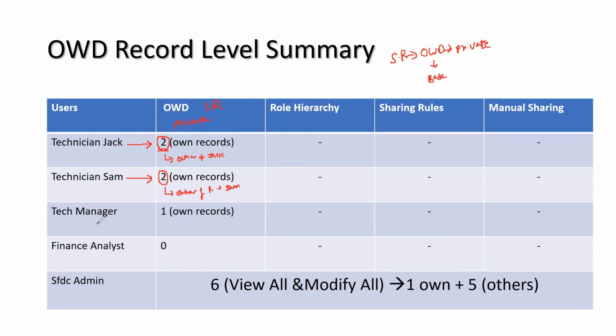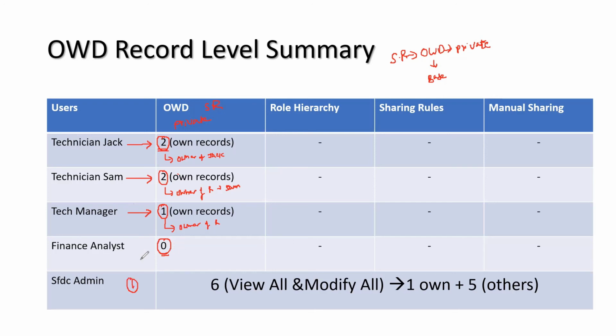Now we have the tech manager. The tech manager also has the option of creating those records. If you remember the object level security, as a profile, we have given access to create service request records. So the number of records that the technician manager owns right now is 1. 2 records are owned by Jack, 2 records are owned by Sam, and 1 record is owned by the manager. The number of records owned by the finance analyst as of now is 0 because he does not have access to create those records. That is why he does not have any records here. The number of records that he sees is 0.